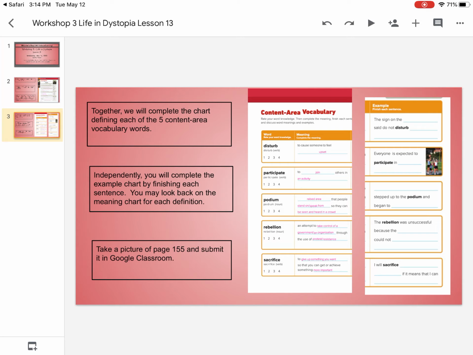Okay, so at this point, you can stop the recording, put it on pause. You have the definitions in front of you. You want to make sure you copy those down for full credit. And then the assignment is that you will complete the 5 examples by filling in those sentence starters. All right, so once you're done with that, you can submit it to Google Classroom. And if you have any questions, don't hesitate to get a hold of me.